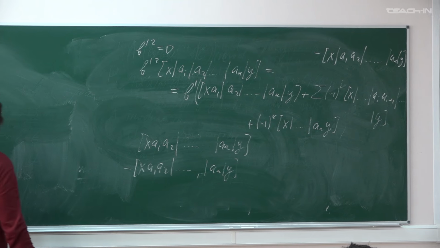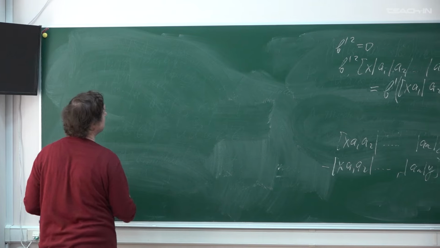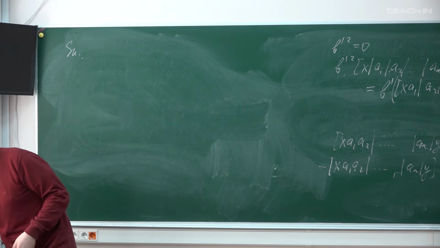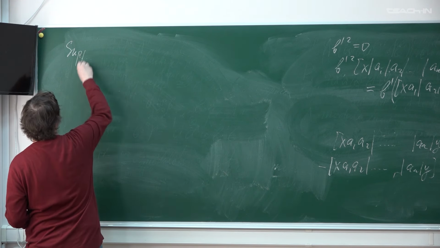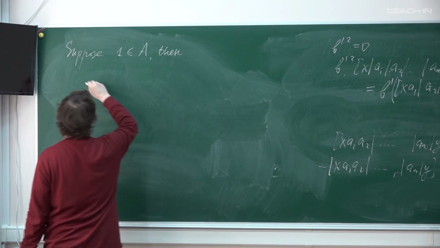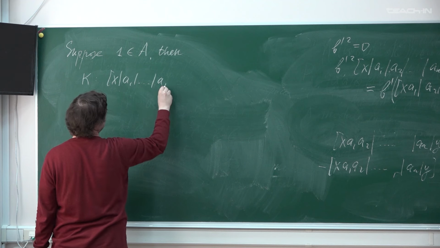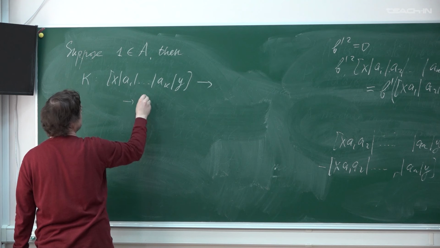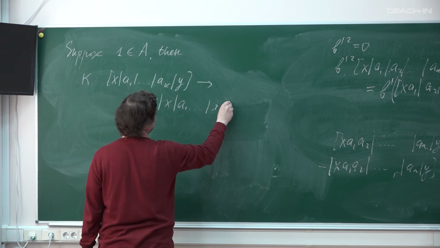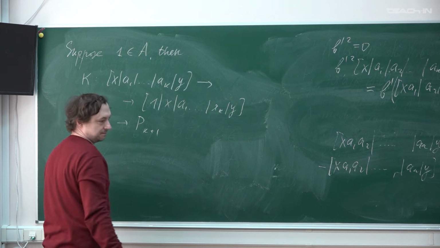Now, why is this complex in fact acyclic? To this end, I'm going to use, at least when A is unital, the following map. Suppose that A is unital, then I have the following map, which I denote by K: X, A1, ..., AK, Y goes to 1, X, A1, ..., AK, Y. So in some sense, this is a map from PK to PK plus 1, right?